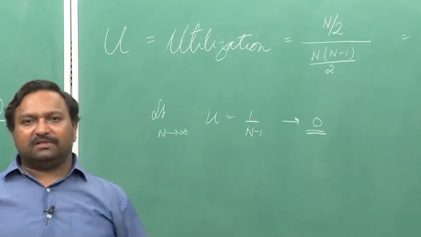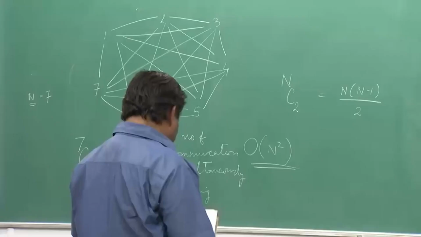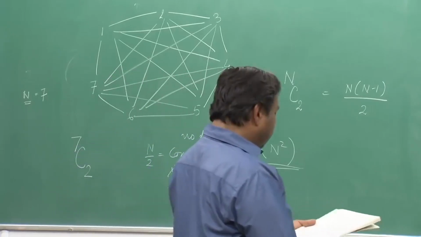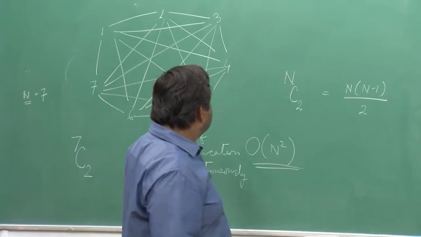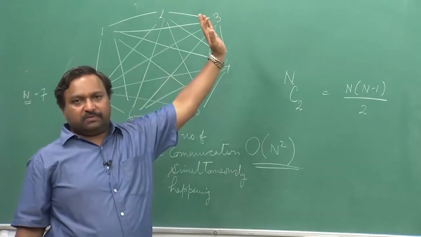How to improve on this? So let us see how we can actually do the improvement. The only good thing is the network is passive. Most of the switching functionality is pushed to the nodes.